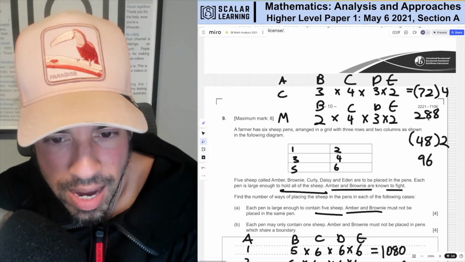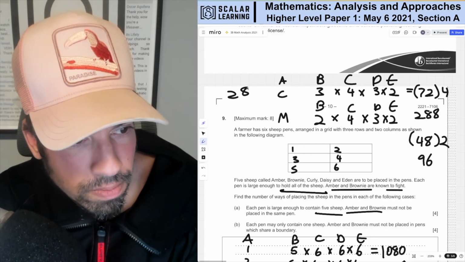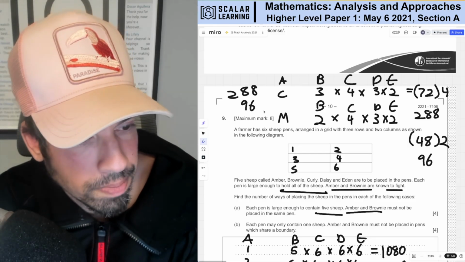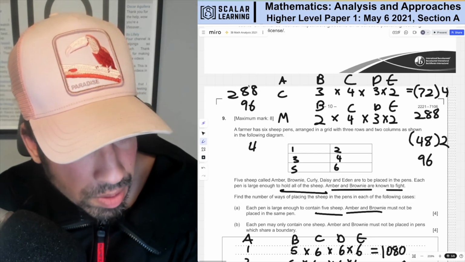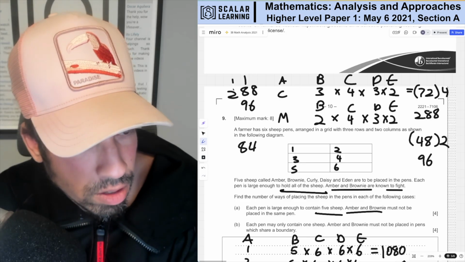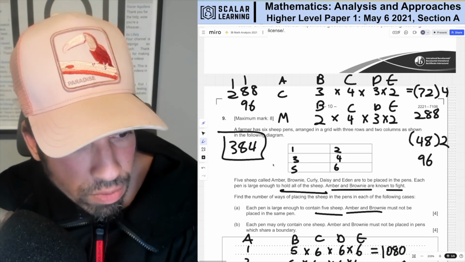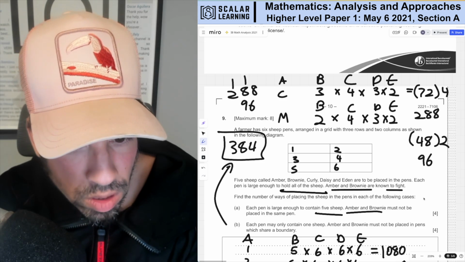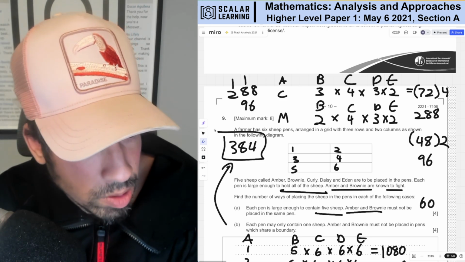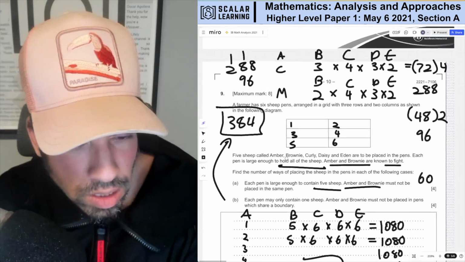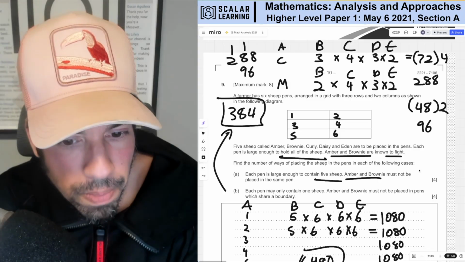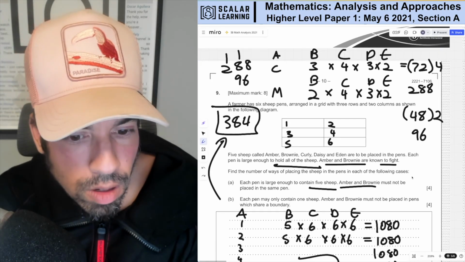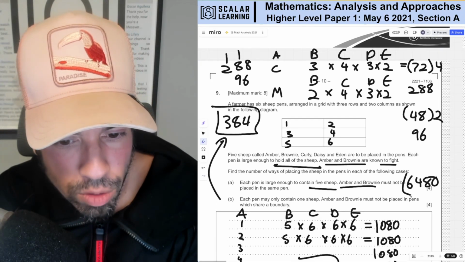Last but not least, we're going to add 288 and 96. And this is going to be 4, carry the 1, 18, carry the 1, and we've got 384 in total. That's your answer to B. Your answer to A, once again, was 6,480. And that's how you do it. Done.